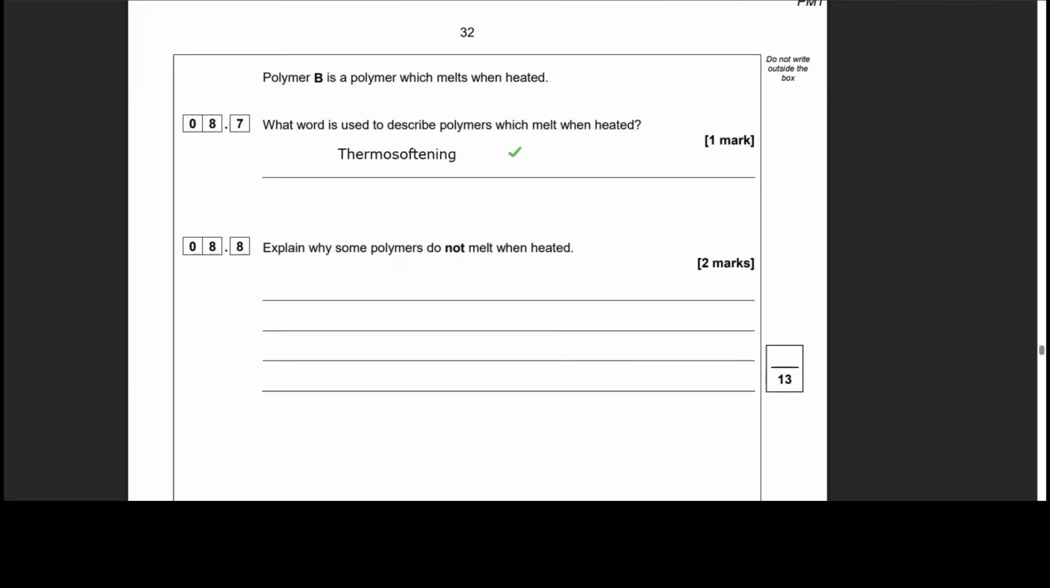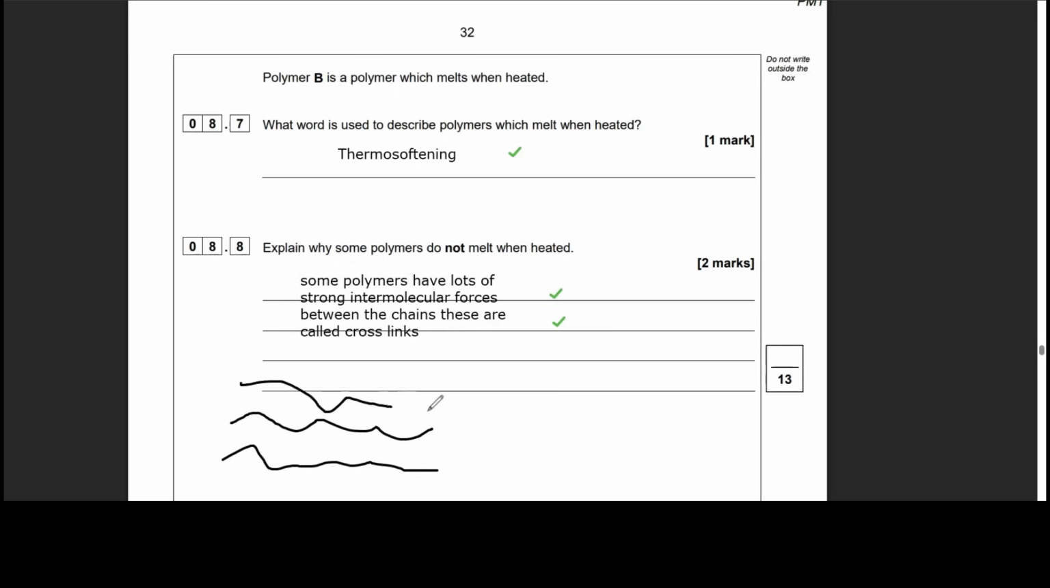Explain why some polymers do not melt when heated. Okay, some polymers have lots of strong intermolecular forces between the chains. These are called cross links. So essentially, you get different polymers, you get these big long chains, and they line up, and some have only a few forces and they're thermosoftening, and some have loads of strong cross links that hold the chains tightly together and require lots of energy to break, and they are the thermohardening or whatever you call those polymers. Okay, let's move on.